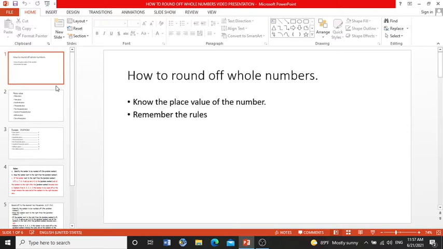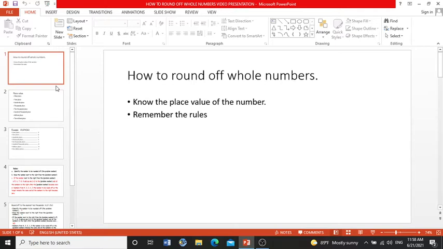Since I'm focusing more on my grade 6 students, this is more like the continuation of their learnings of how to round off numbers, and at the same time it is also a review. And to those who did not really understand how to do it, maybe this time you'll learn more and understand better, and you can do rounding off.